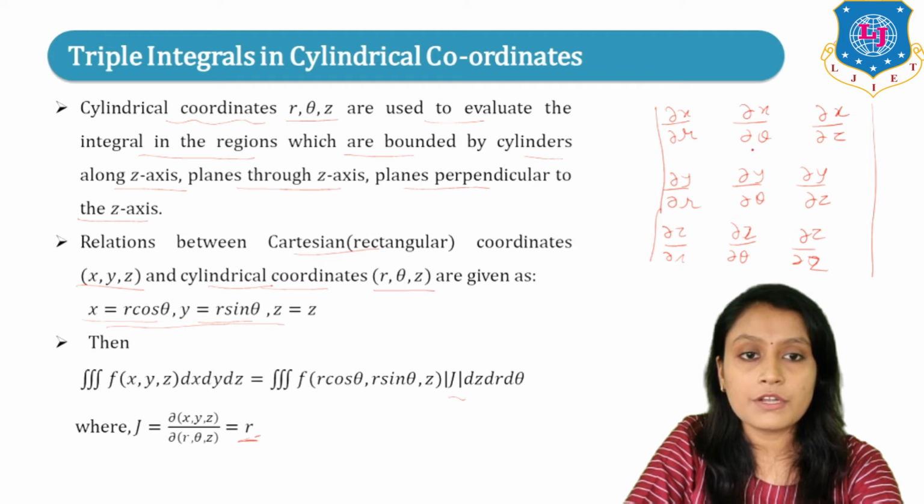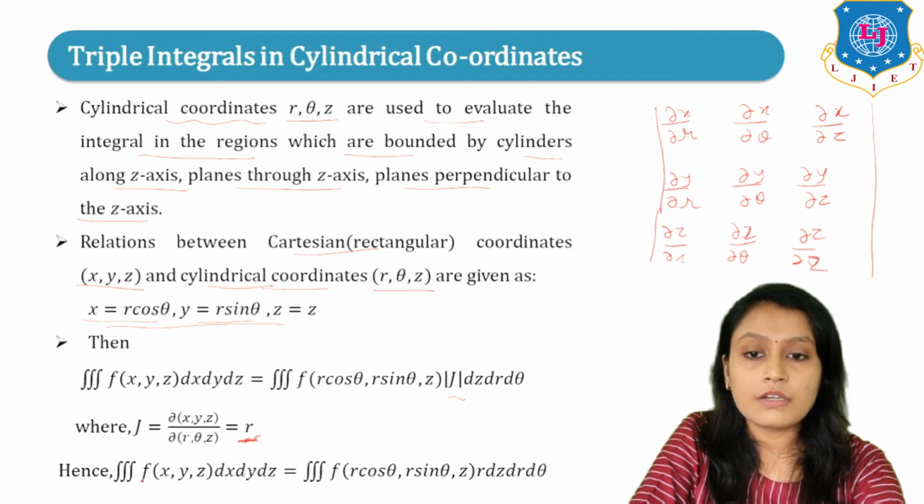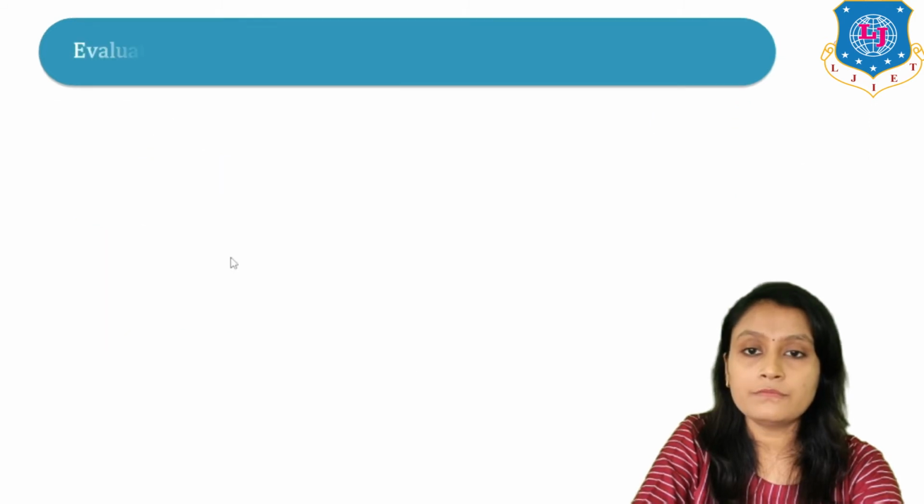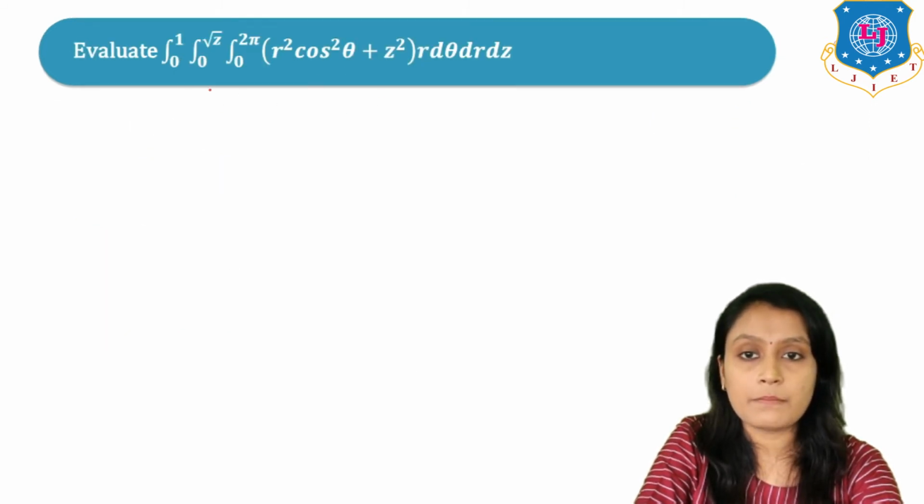Just differentiate this with respect to r, theta and z and simplify, so you will get the Jacobian as r. Now this triple integration of f(x, y, z) dx dy dz is written as triple integration of f(r cos theta, r sin theta, z). In place of the Jacobian we will write r, so we have r dz dr d theta. Now let's solve one example.